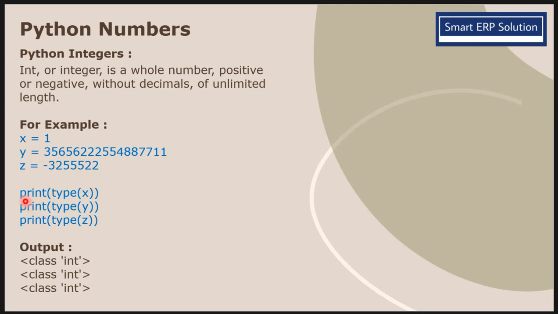integer variable. If we write print type x, print type y, and print type z, and run this program, we will get the following output: class int, class int, and class int. x, y, and z, all these three variables are of integer type. So Python will display this output.